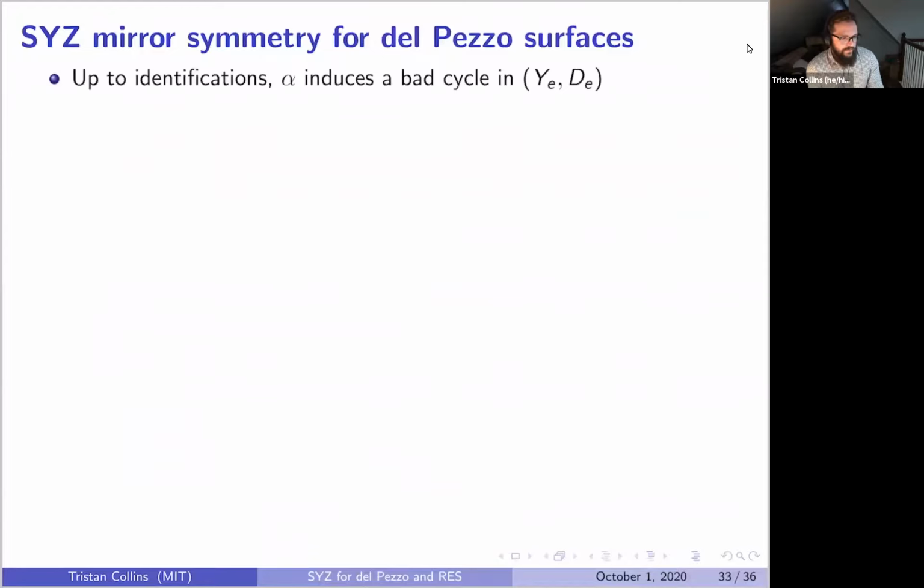So up to identifications, this class alpha that we fixed at the beginning, if you just look at what the hyperkähler rotation gives you, automatically induces a bad cycle in this Y_E, this convenient rational elliptic surface with an I_k fiber that has trivial periods. And in general, it'll cover a loop on the base at least m times, where m is the intersection between alpha and beta, which is not hard to imagine since beta is supposed to be the fibers of the special Lagrangian fibration.